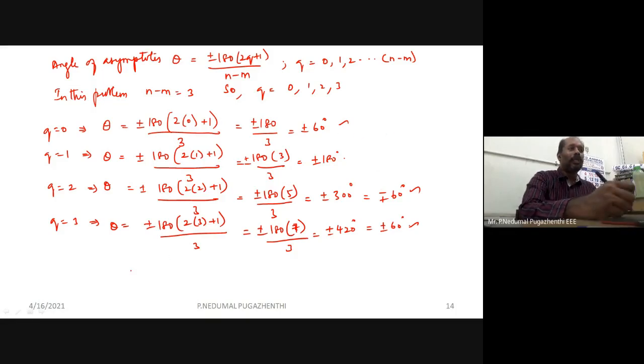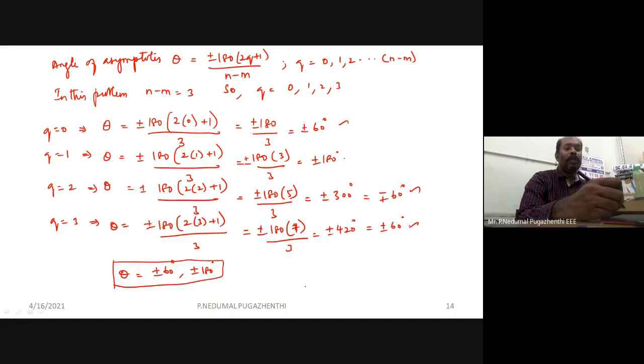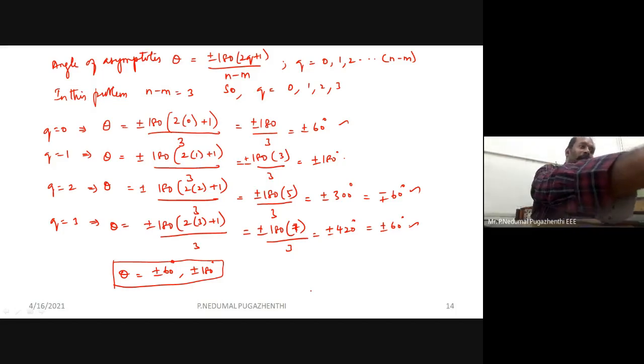So my total angle will be theta equal to either plus or minus 60 and plus or minus 180 degrees. This is my angle of asymptotes, which has to be noted down for this particular problem: plus or minus 60 degrees and plus or minus 180 degrees. Then the next point is we have to calculate the centroid. Centroid is the joining point of these asymptotes on the real axis.